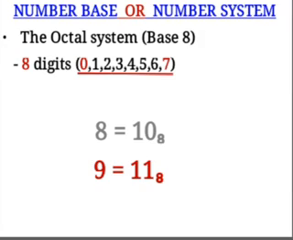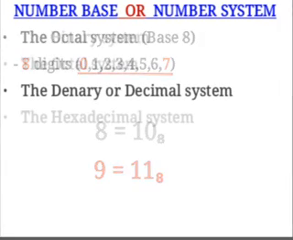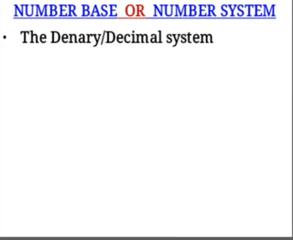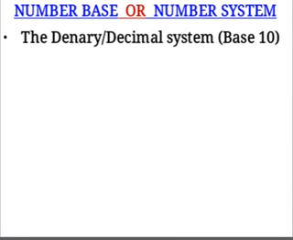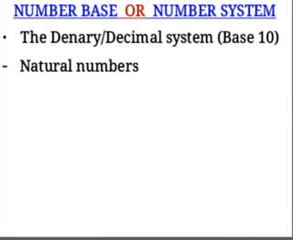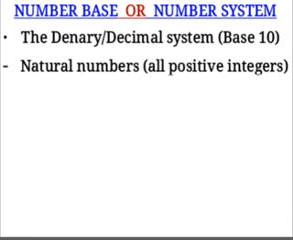Now, let's discuss some features of the denary system. The denary or decimal system is also known as the base 10 numeral system. This system has a wide application over other systems. Natural numbers are in this system. I mean, all positive integers that we make use of in our daily numeral operations are in this base.